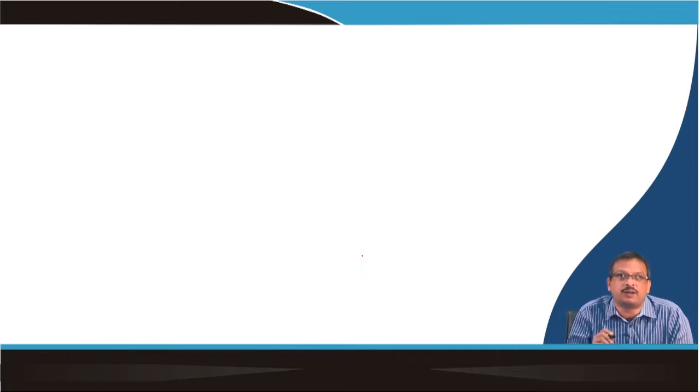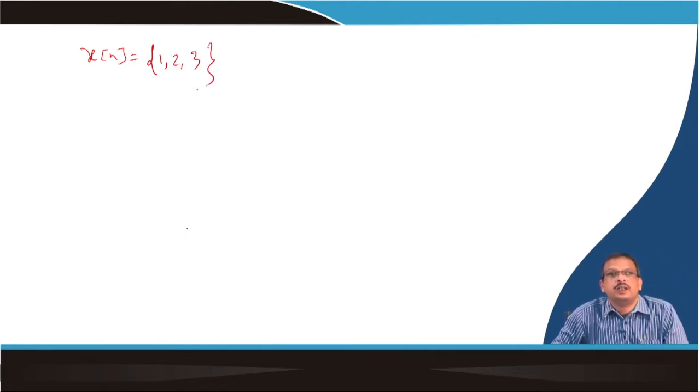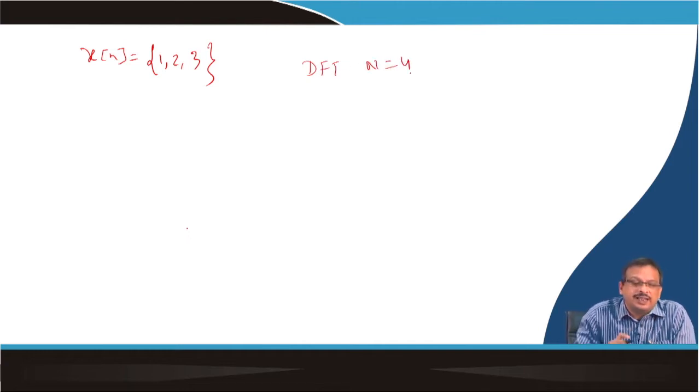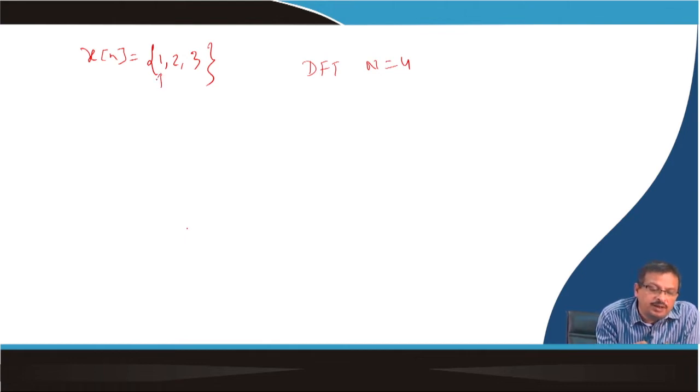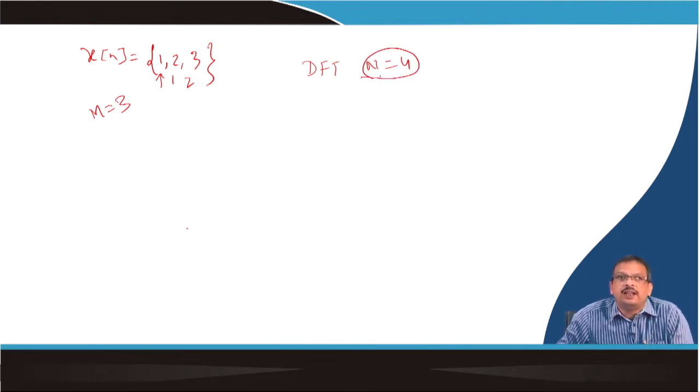Okay, so let's take an example from DFT. Let's say I have a signal x of n which is 1, 2, 3. Now let's say I want to compute a DFT of length 4, but the signal has this as the 0th sample, this is the 1, this is the 2. So I have a signal whose length, let's say M, is equal to 3, but I want to compute a DFT whose length N is equal to 4.